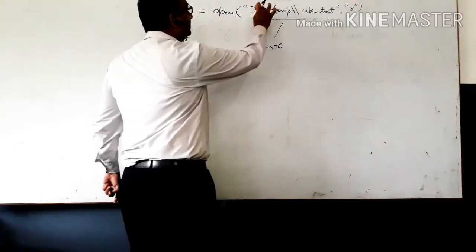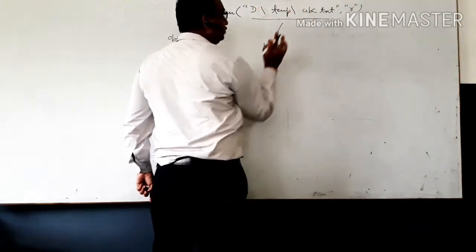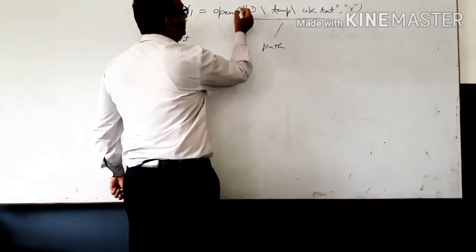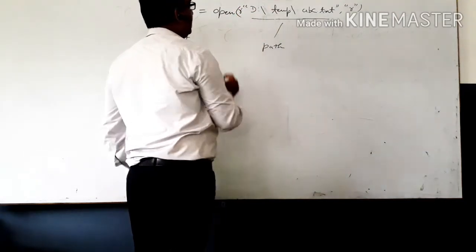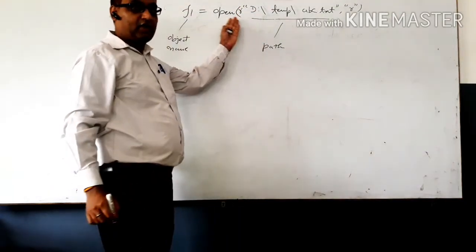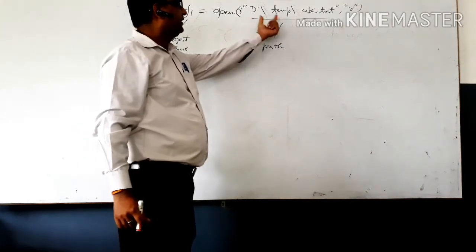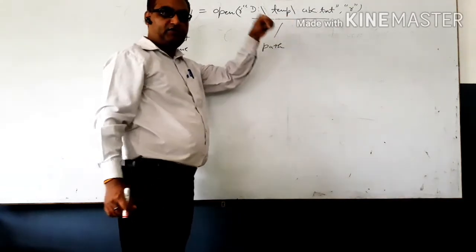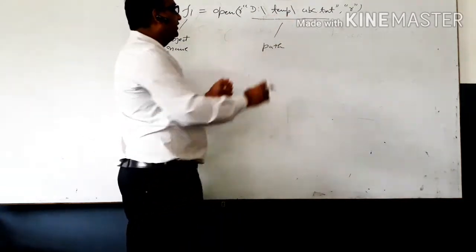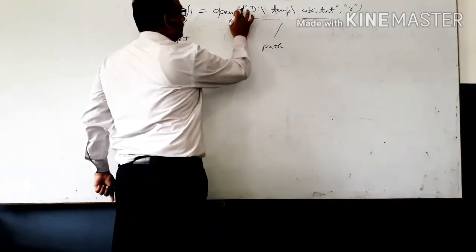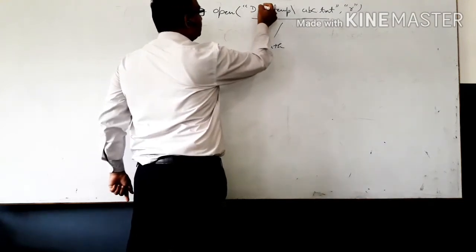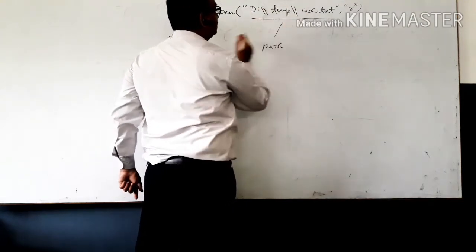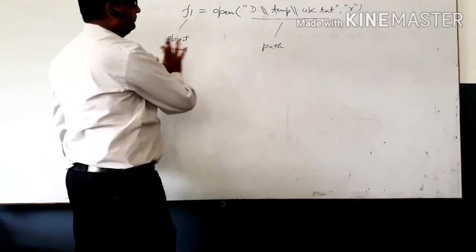If you are using a single slash sign, you can use it, but before the opening quote you can write r. This is the raw string. Raw string means nothing else has special meaning, like what is the meaning of \t, and the whole thing is treated as a string. So that's why we are using r. If you are not using r, you can write the double slash sign. So this is the simple file open.